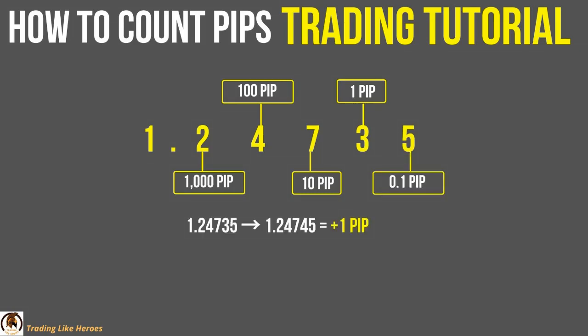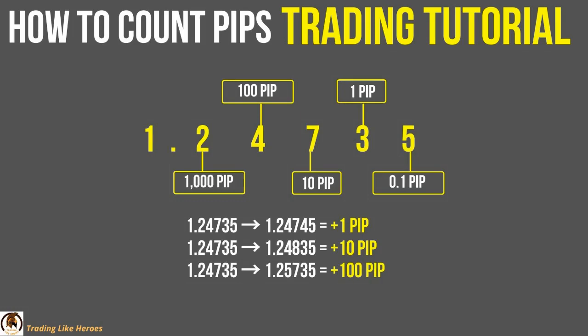For example, when prices go from 1.24735 to 1.24745, you get a profit of 1 pip. From 1.24735 to 1.24835, you get a profit of 10 pips. And from 1.24735 to 1.25735, you get a profit of 100 pips. Finally, when prices go from 1.24735 to 1.34735, you get a profit of 1000 pips.